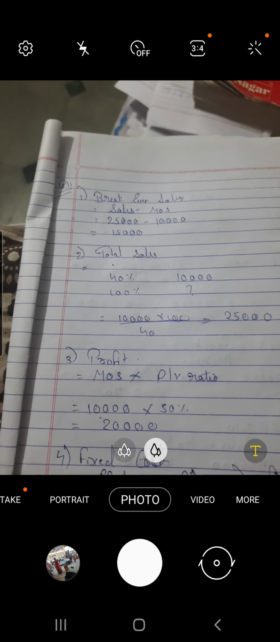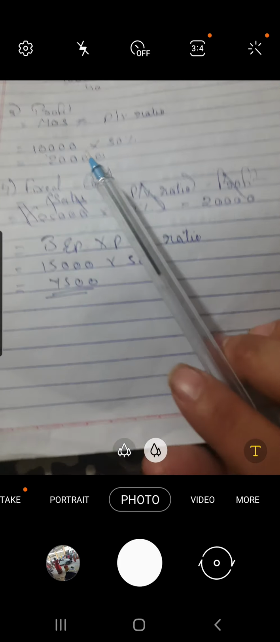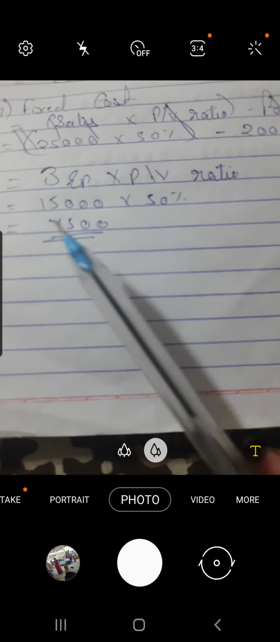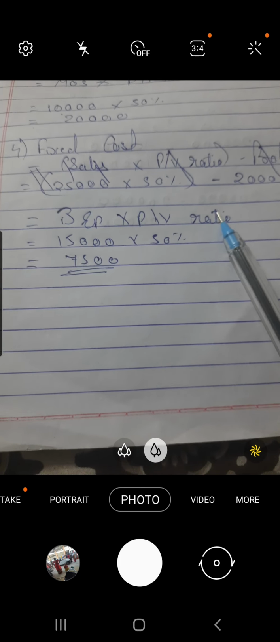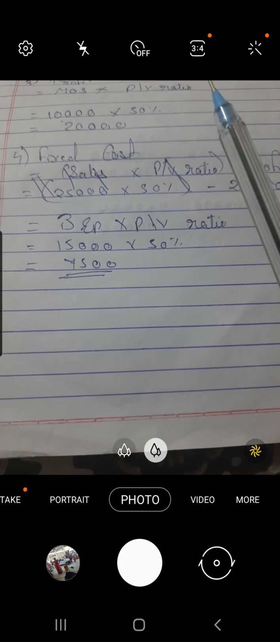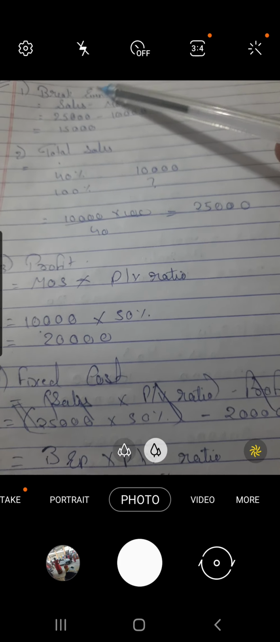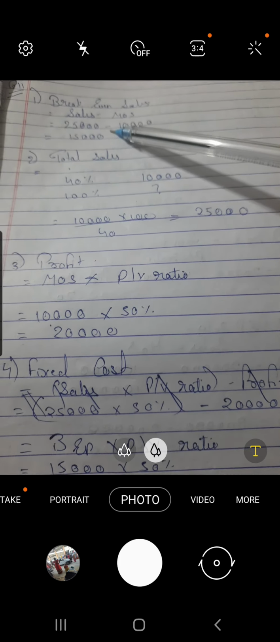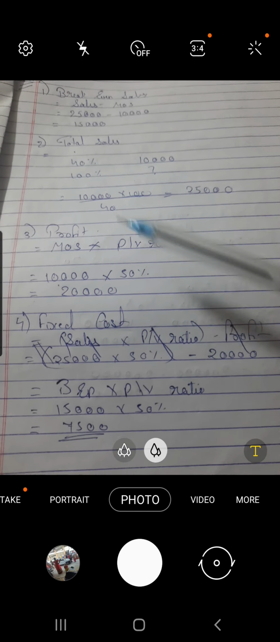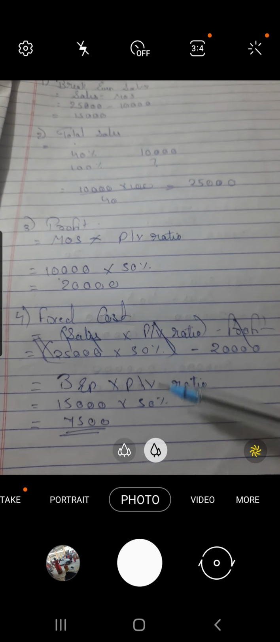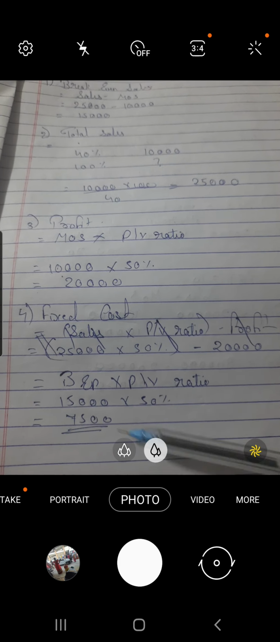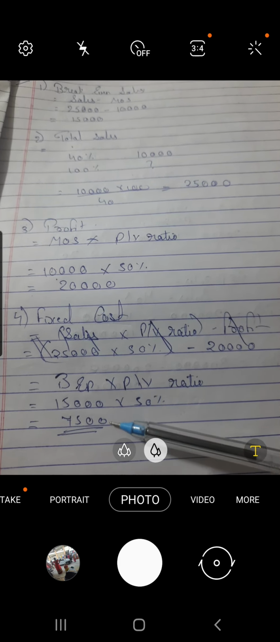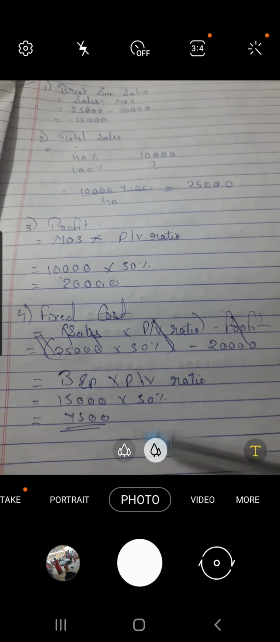Next, we have to find out the fixed cost. The formula for fixed cost will be BEP into PV ratio. Break even sales we have found here, 15,000. It is 15,000 into PV ratio. PV ratio is 50%, given in the question. 15,000 into 50% will give 7,500 as the answer.